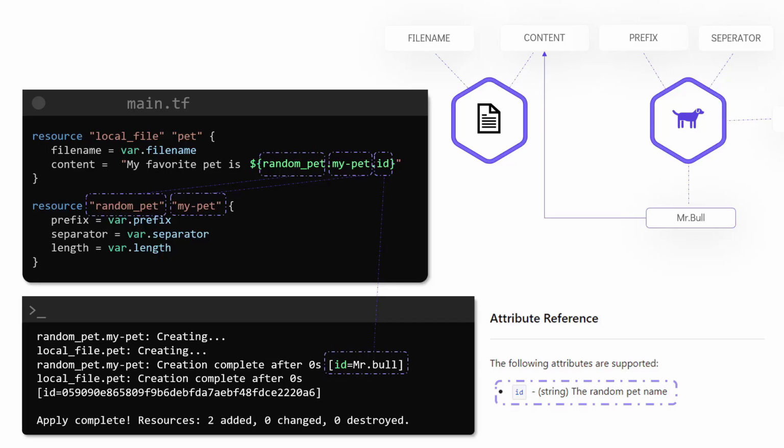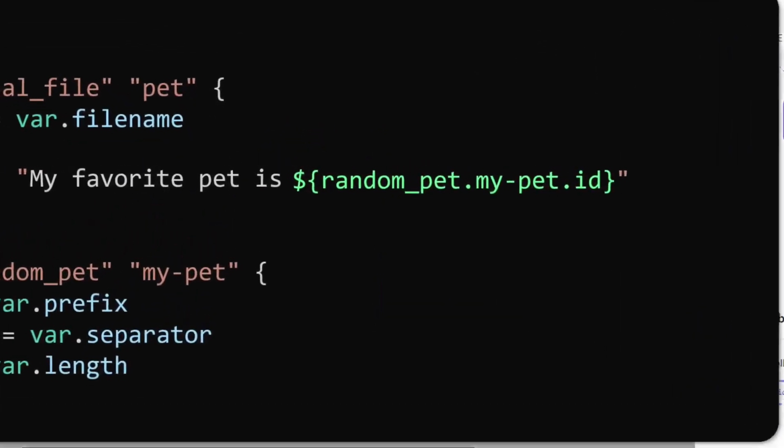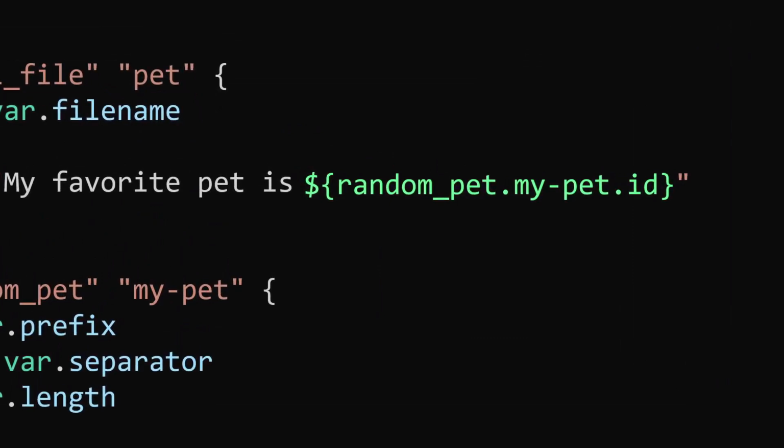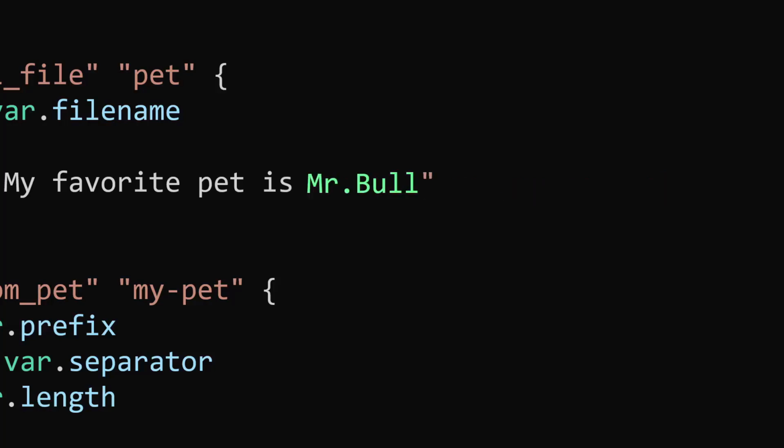The resource type in this example is random pet. This is followed by myPet, which is the resource name, and the attribute used is ID. You would have also noticed that we are making use of the dollar symbol followed by the expression which is enclosed within curly braces. This is known as an interpolation sequence. Since the content argument already uses string type data, this sequence is used to evaluate the expression given within the curly braces, convert the result to a string, and then insert it into the final string, like this.